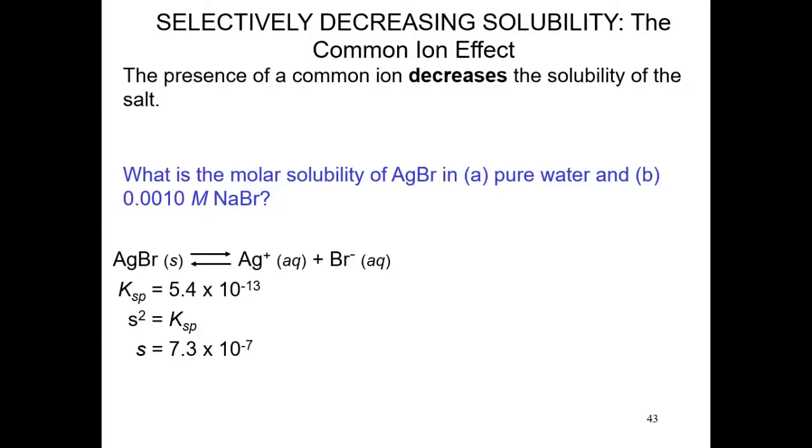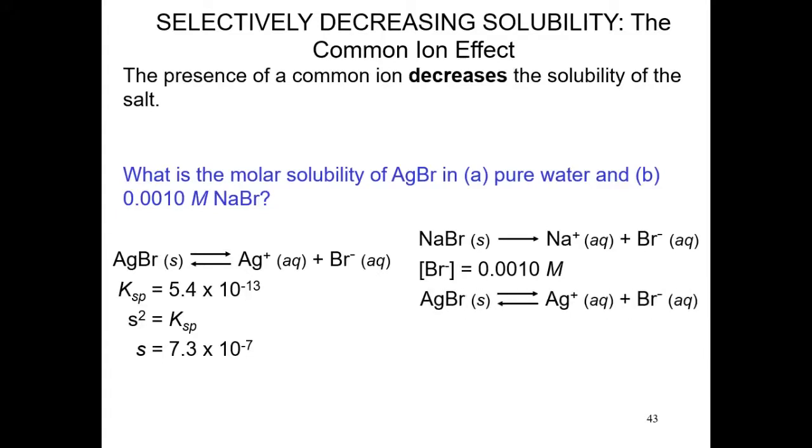Now, let's go looking at a different situation. Let's say now I put in sodium bromide, a strong electrolyte, in other words, a completely soluble compound that will totally dissociate into sodium and bromide ions. So if I started with 0.0010 molar sodium bromide, that means that I have now that same concentration in sodium and in bromide ions, right? So now I have bromide ions in this amount here. Now, I'm going to look at my equilibrium again.